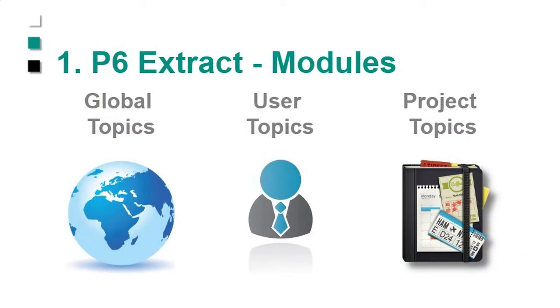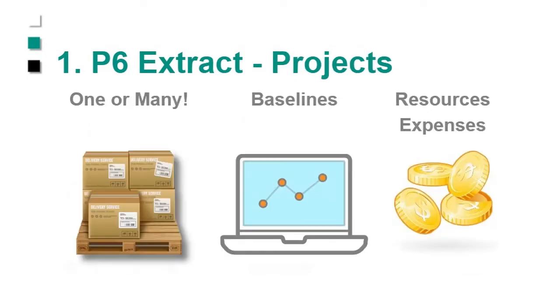So how do we do this? The first thing we do is we decide what we want to extract. So we can extract our global data, our user data, or our project data. Then once we've pulled out whatever we want, it could be one project, it could be many projects, it could be one resource, it could be resources and UDFs and activity codes. It can be whatever we want. You just tell it what you want to extract.